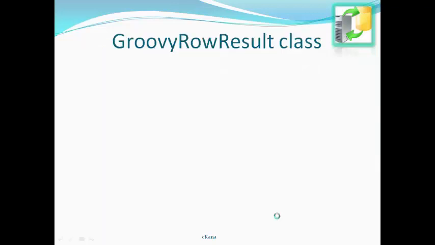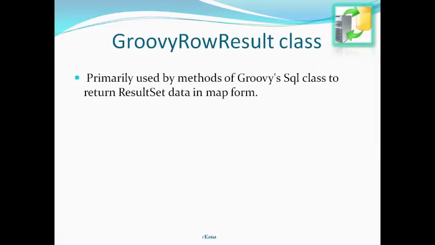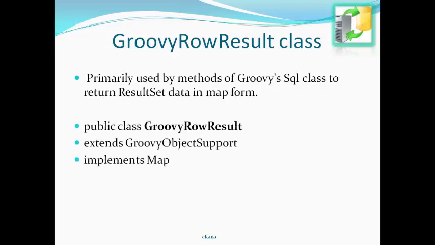Groovy row result class. Now we will discuss this class in detail. This class is primarily used by methods of Groovy's SQL class to return result set data in map form, which allows access to the result of a SQL query by the name of the column or by the column number, which is a very useful thing. Now this is the definition of the class. It's a public class GroovyRowResult. It extends the GroovyObjectSupport class and it implements Map.